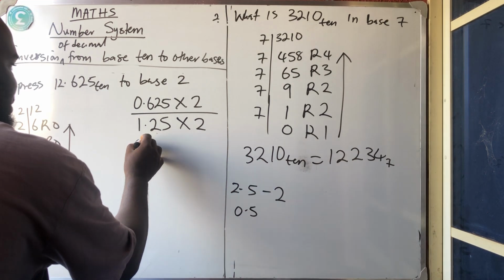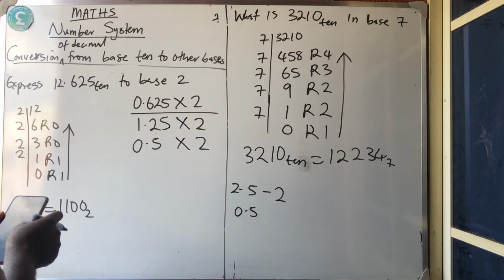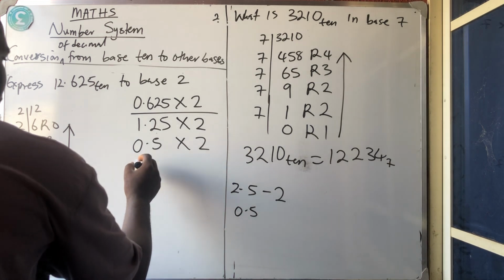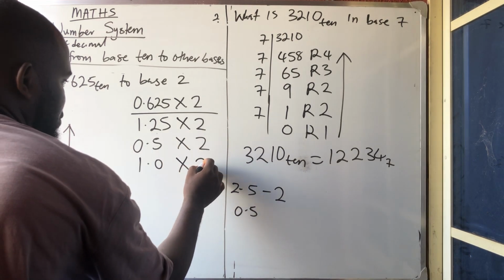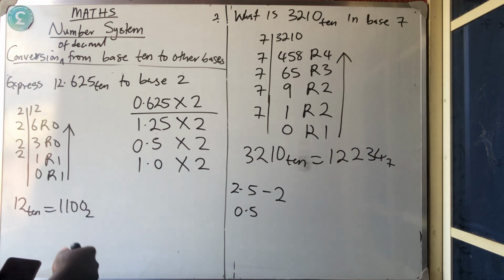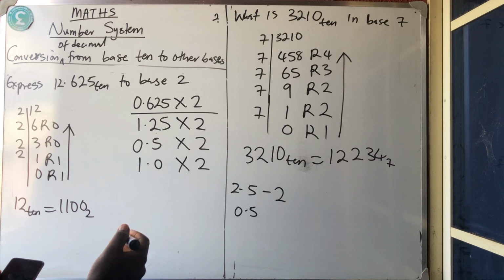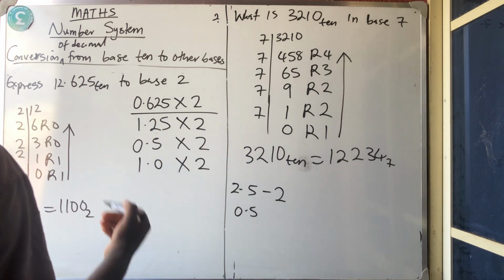0.5. So you write that 0.5. Okay, times 2 again. You have 0.5 times 2, you have a 1.0. You can say times 2 again. This is how you continue doing it. Anywhere you want to stop, you stop. But it depends on how many digits they want you to stop. But in this one, since this one has 3 decimal places, let me decide to stop in 3 decimal places.